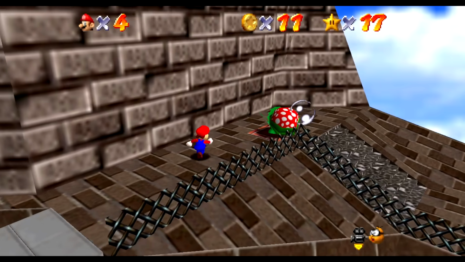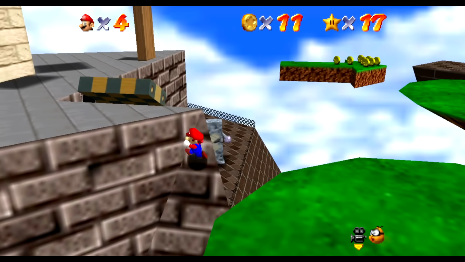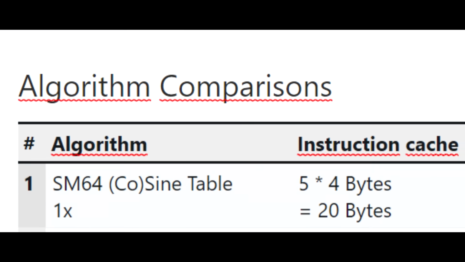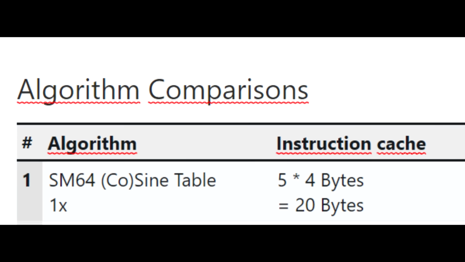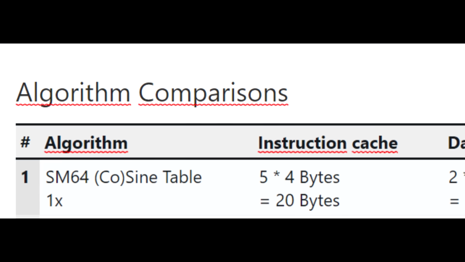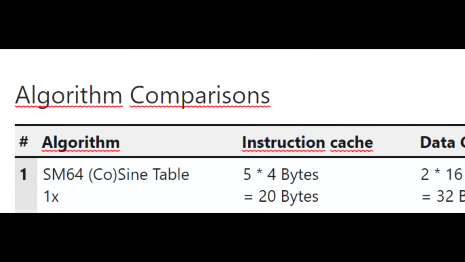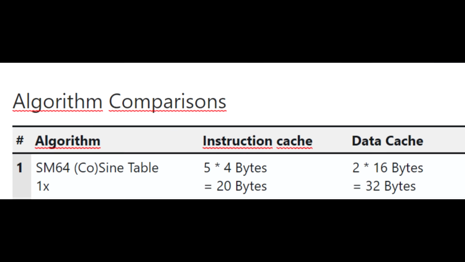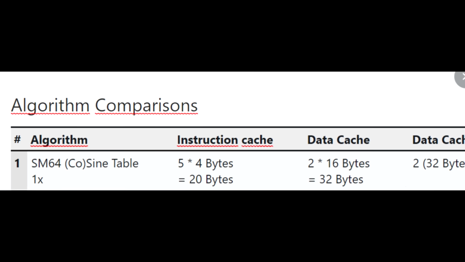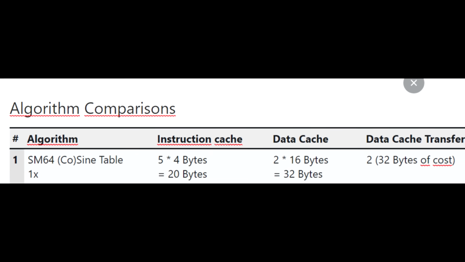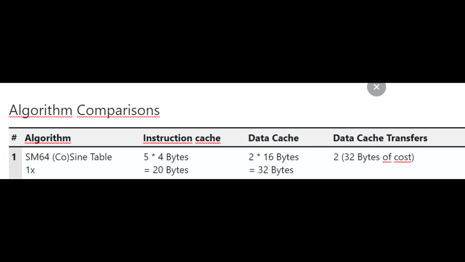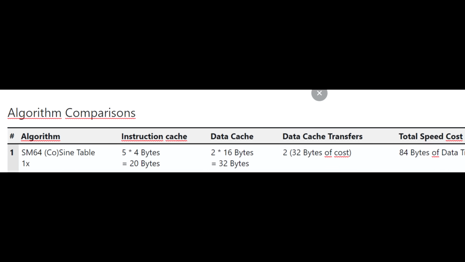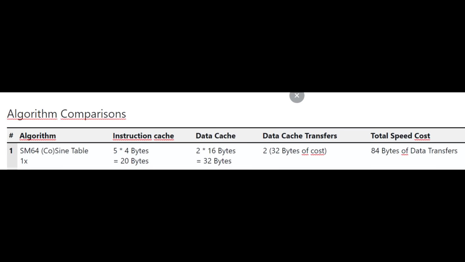But while retrieving data from the table seems super fast in isolation, there's a hidden cost that we need to consider. Every time we read from the table, we trigger a data transfer to the data cache. And since the N64 caches data in chunks of 16 bytes, we're effectively paying the cost of a 16-byte data transfer every time. There's also a small delay when starting a cache request. While we can't exactly quantify this delay in terms of data transfers, it's roughly equivalent to caching an additional 16 bytes. So when we add it all up, we find that the total cost for each sine and cosine calculation in Mario 64 comes to about 84 bytes.